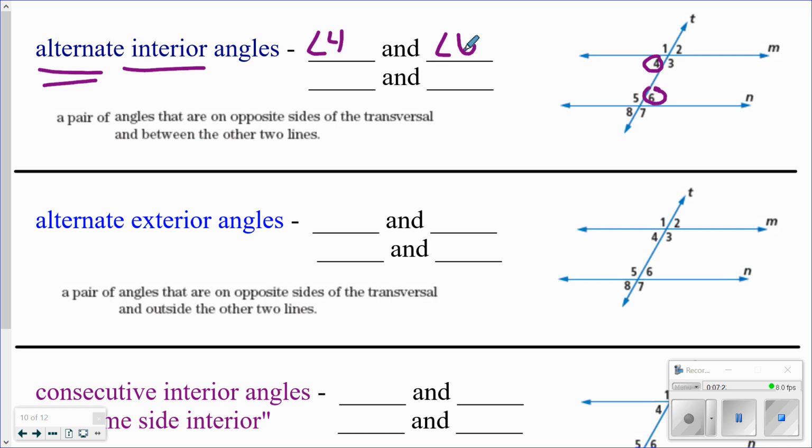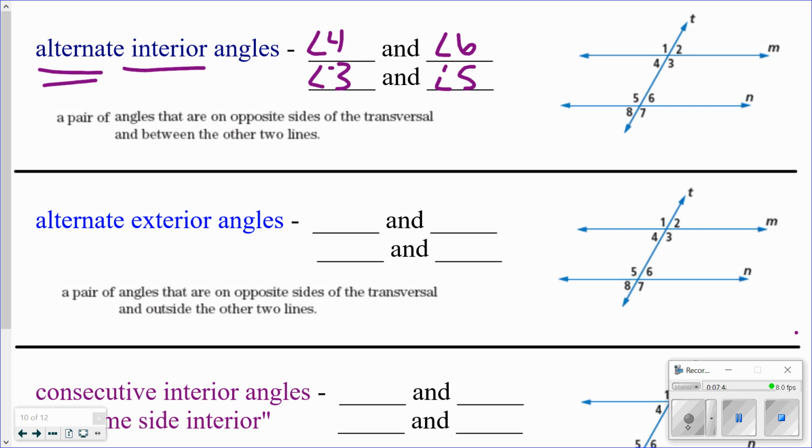Okay, so next if I look at angle 3, because that's also an interior angle, and I'll circle that, what would be the alternate interior angle to angle 3? It would be angle 5. So angle 4 and 6 are alternate interior angles, and angle 3 and 5 are alternate interior angles.